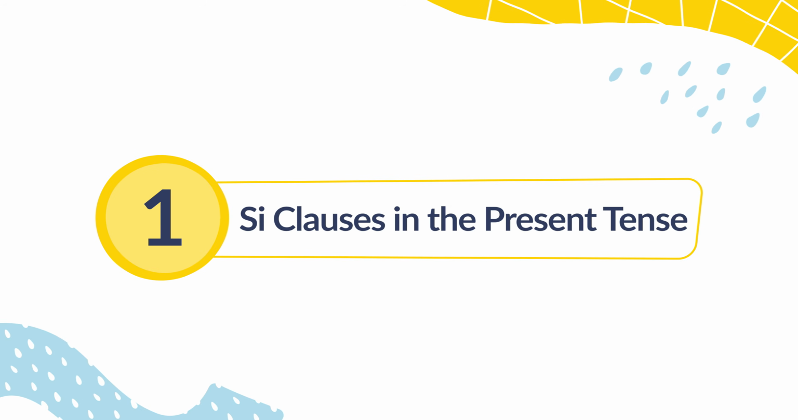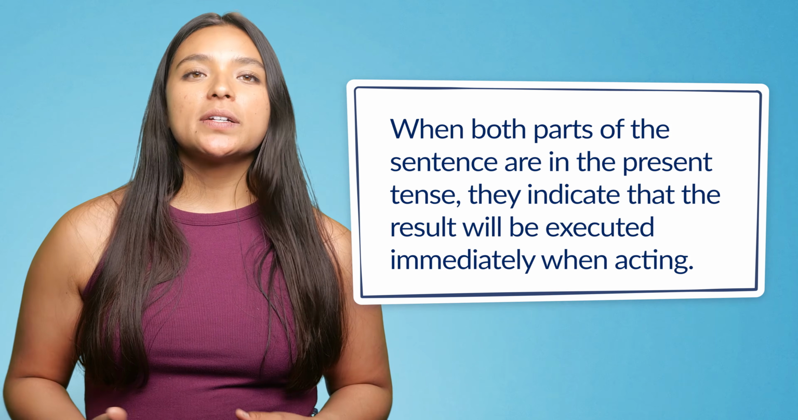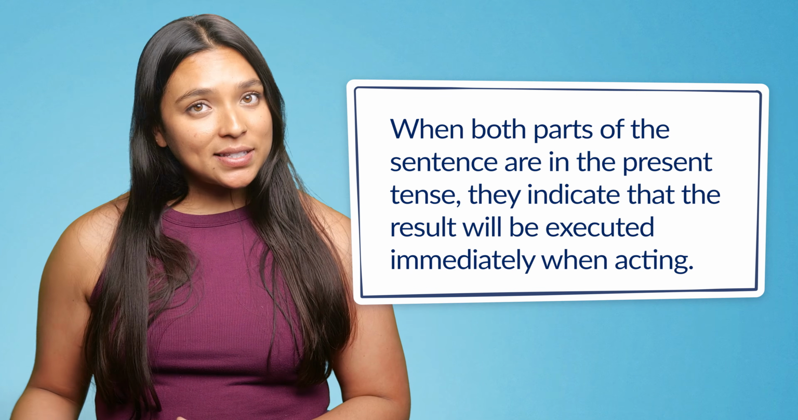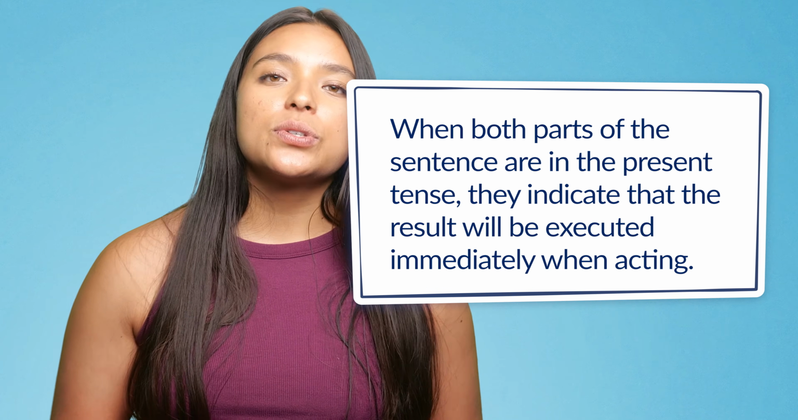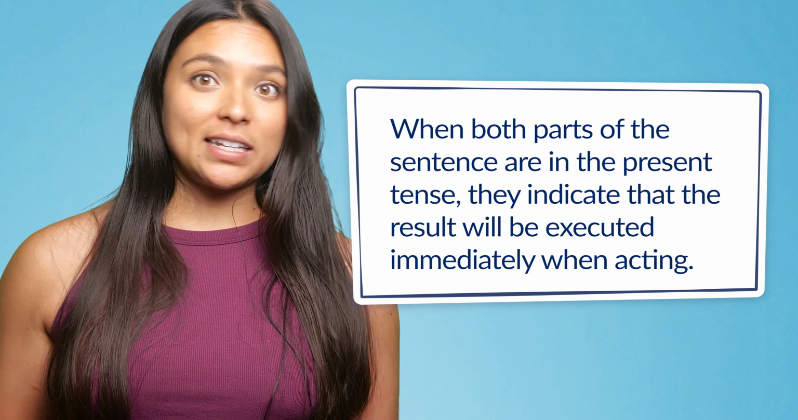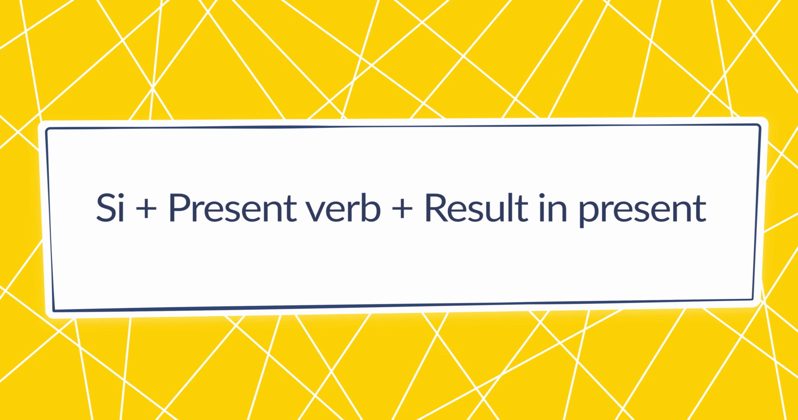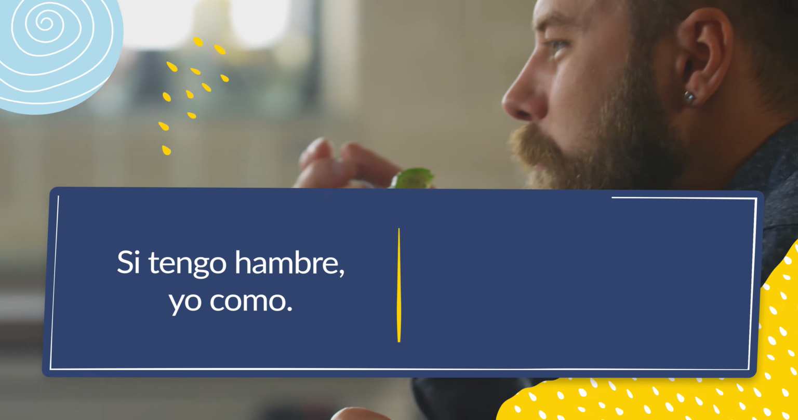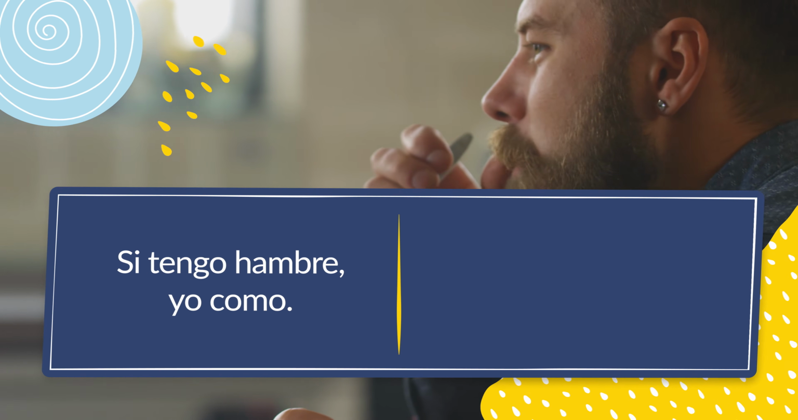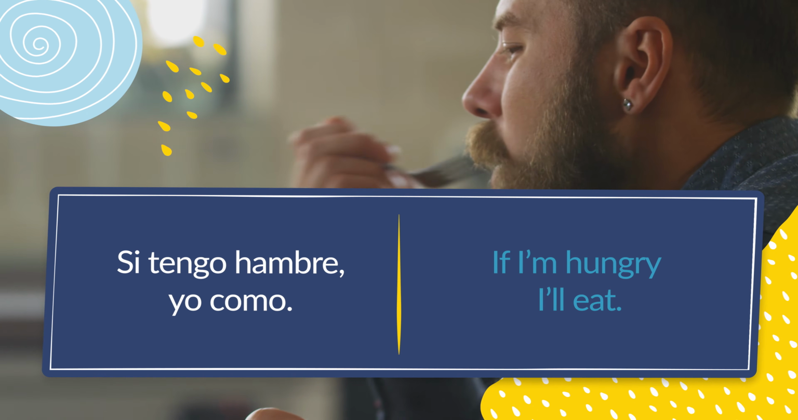Way 1, si clauses in the present tense. When both parts of the sentence are in the present tense, they indicate that the result will be executed immediately when acting. The formula for si clauses in the present tense is si plus present verb plus result in present. For example, si tengo hambre, yo como. If I'm hungry, I'll eat.